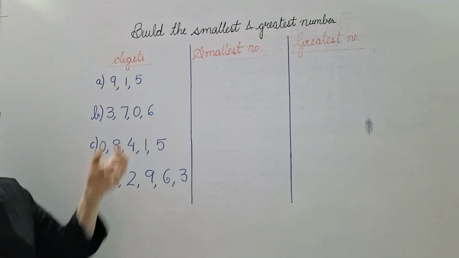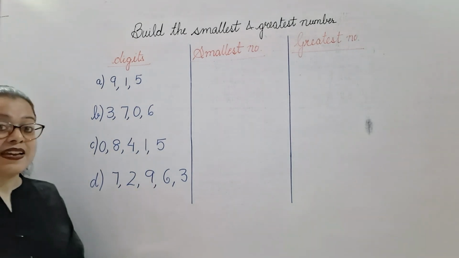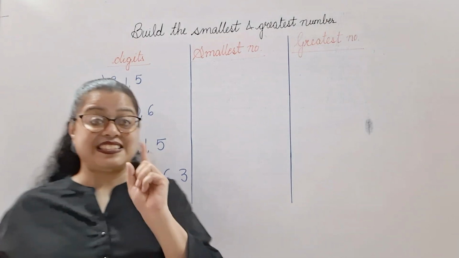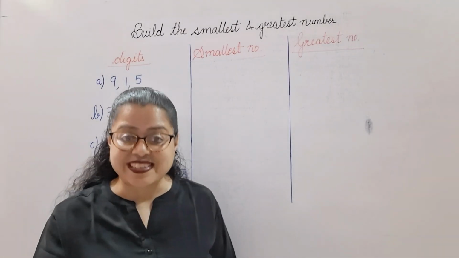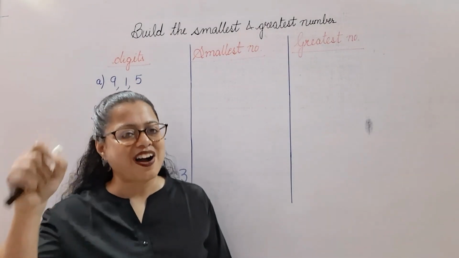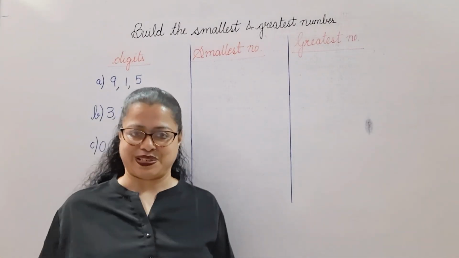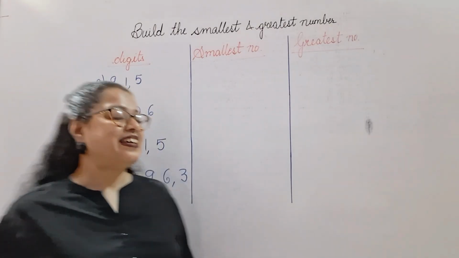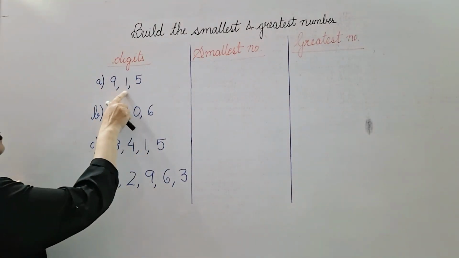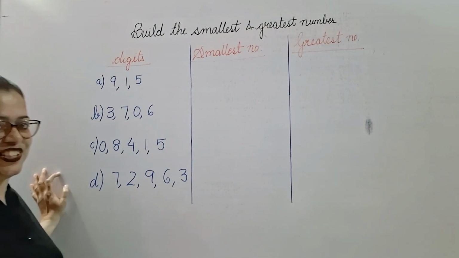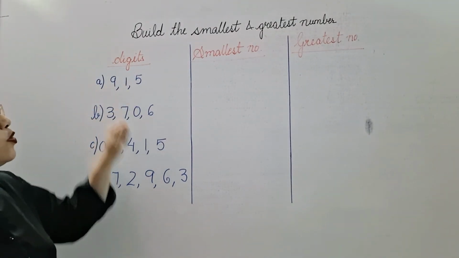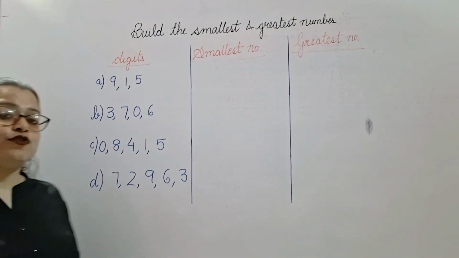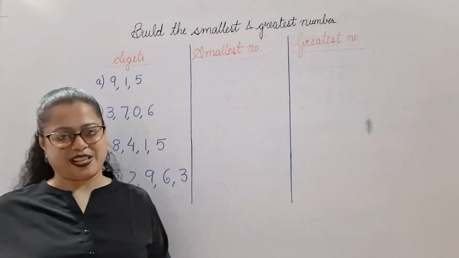9, 1, 5. Now these are digits. How many digits are there? There are 10 digits. And because these are digits, there is a comma after every digit. Yes, there is a comma after every digit. Now see, 9, 1, 5. Now we have to make the smallest number.